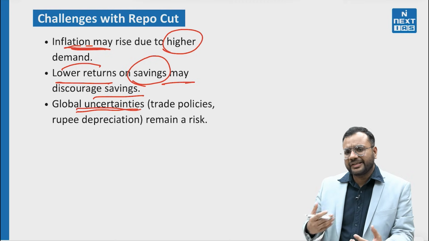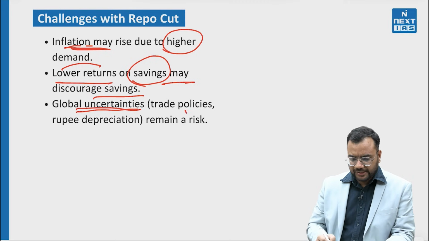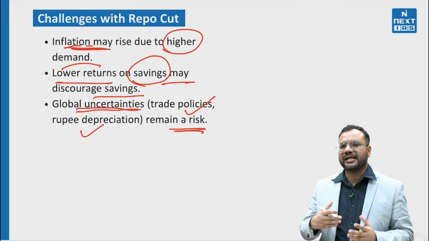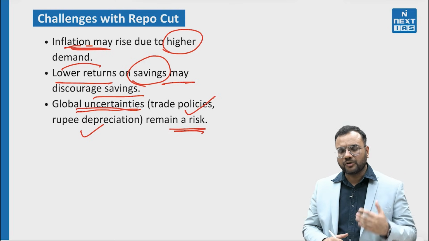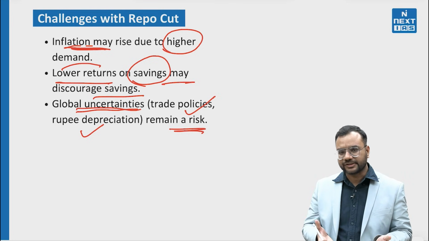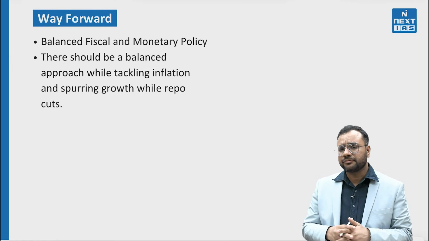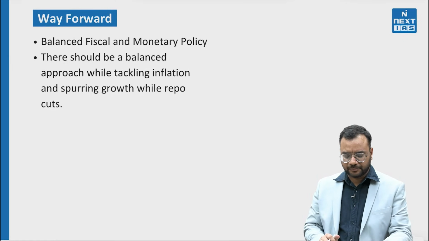Besides it, no one can predict global uncertainties like trade policy, rupee depreciation. These are always a risk. So even if there is a rate cut, that cannot guarantee economic growth if the global uncertainties are there, like what happened during COVID-19. Also, let us understand what is the way forward for this problem.